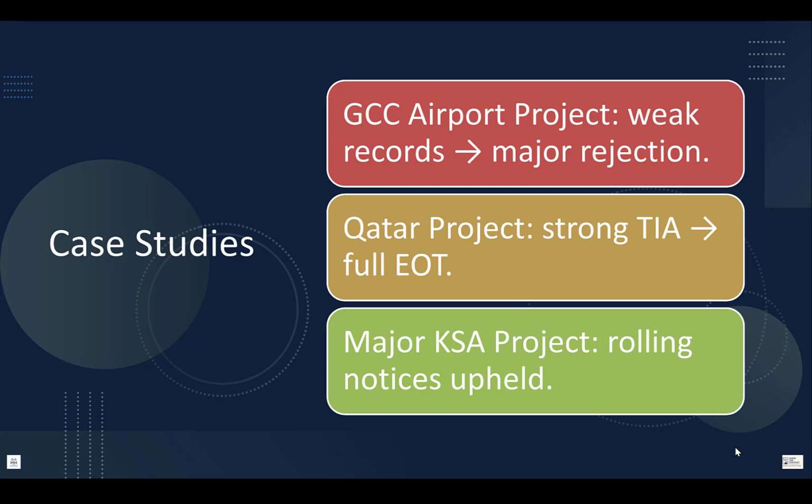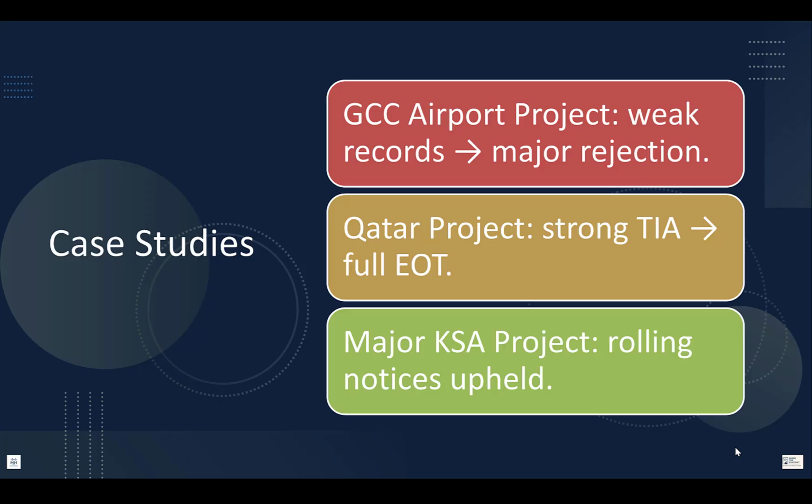On one particular mega project here in the Gulf region, the contractor claimed 120 days. The engineer awarded only 25 days because of no critical path proof, no TIA. The argument lacked quantification, and there were poor records. Lesson: magnitude of delay does not equal entitlement.